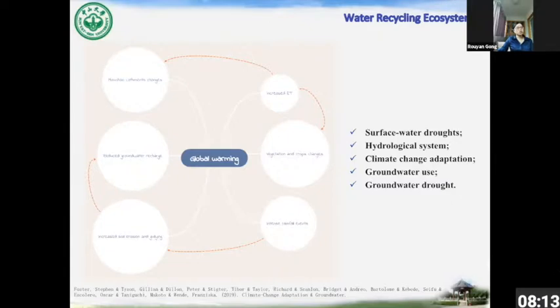Drought propagates through the hydrological system and may affect groundwater resources by reduced recharge. Although displaying better adaptation to drought crisis, groundwater use, with abstraction approaching or exceeding recharge, will also increase the severity and the magnitude of surface water and underground water drought, which fully expands the water recycling ecosystem. Next, please.